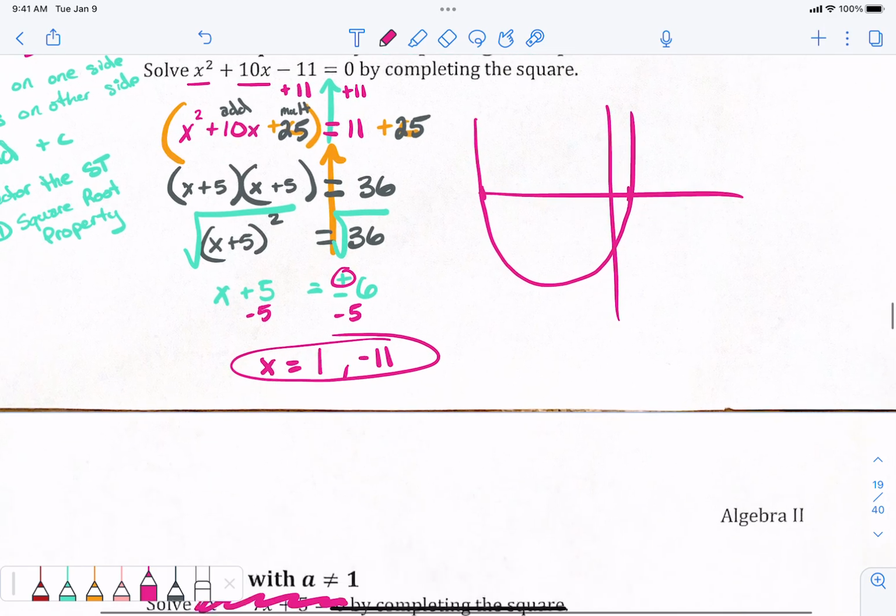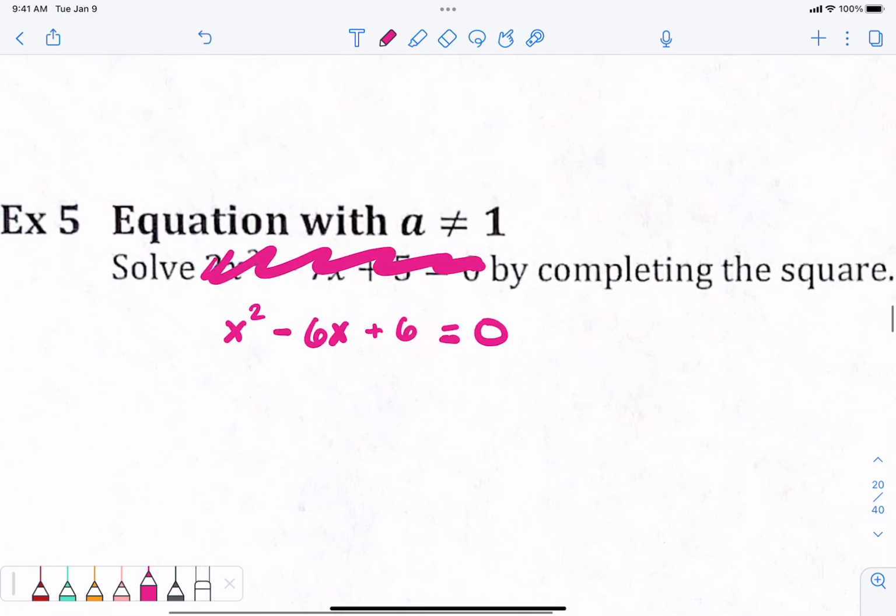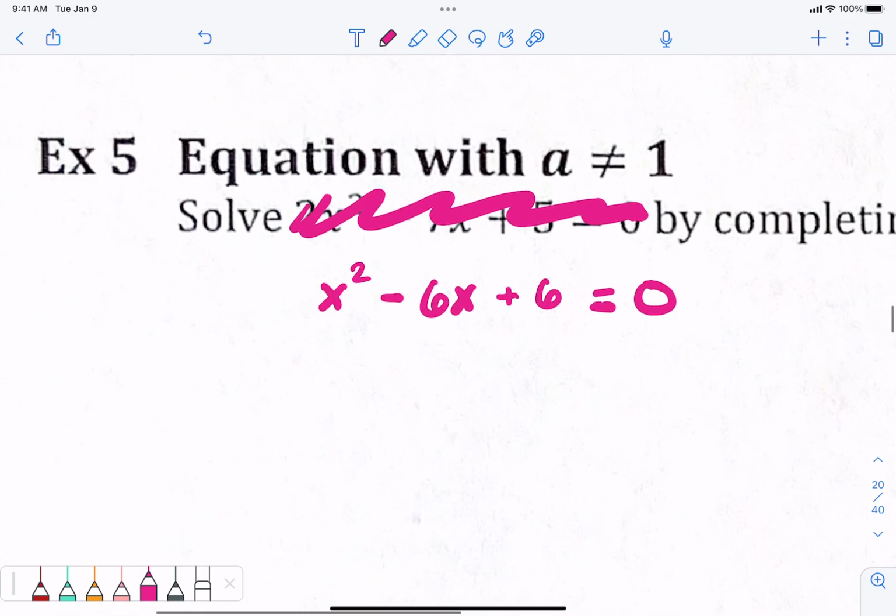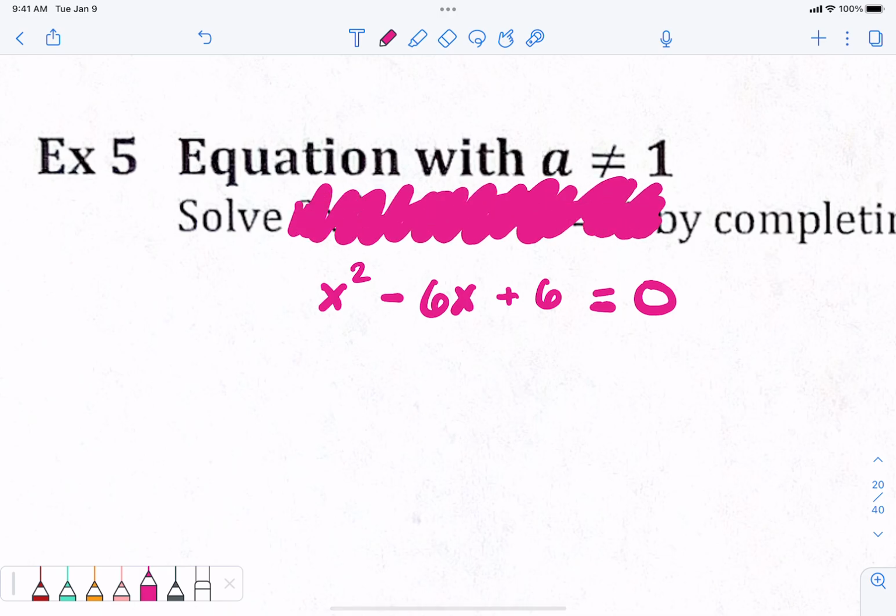Okay? All right, let's go to the back side. Oh, I'm going to change this number, example 5. Cross out this guy because I don't like him. He doesn't come out very nice. I want a better example.